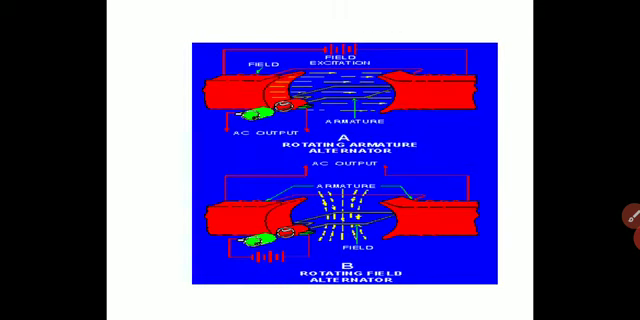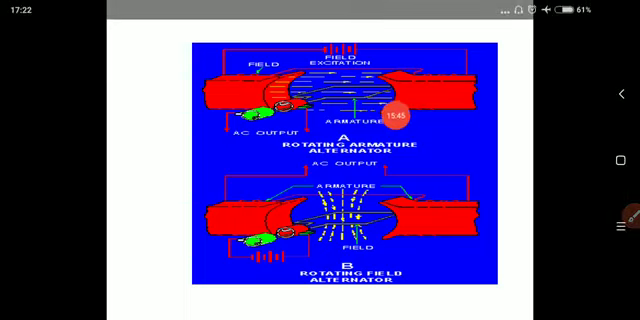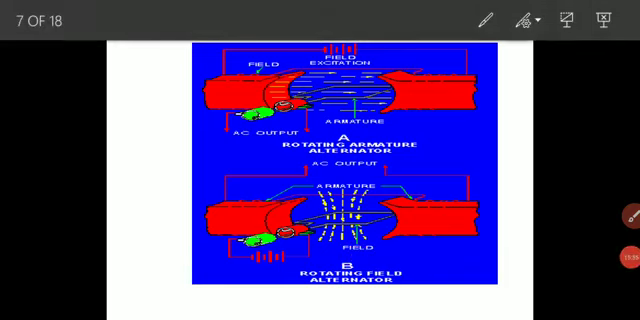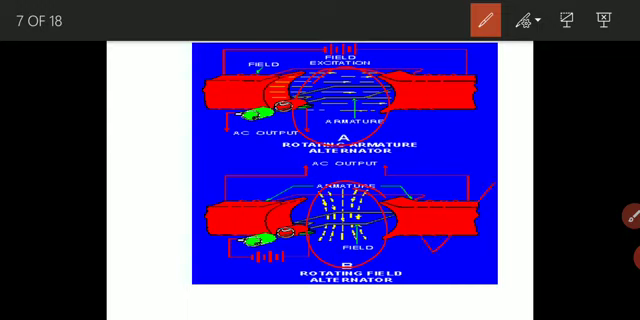This diagram shows the first one, the rotating armature alternator, and the second one shows the rotating field alternator. Clear? This one, see here, is the rotor where the armature is placed, and in the second diagram, this is the field one, and here the armature winding is placed.